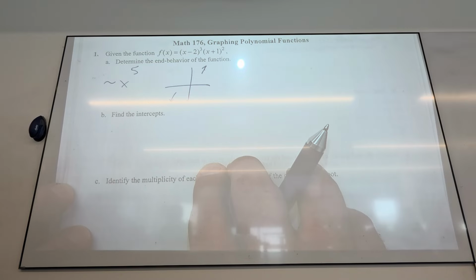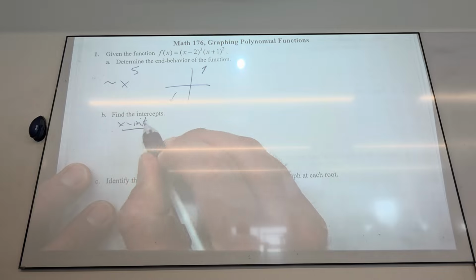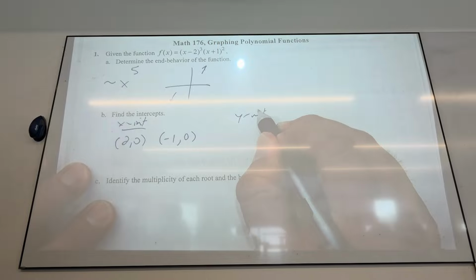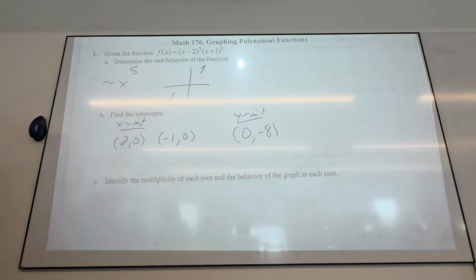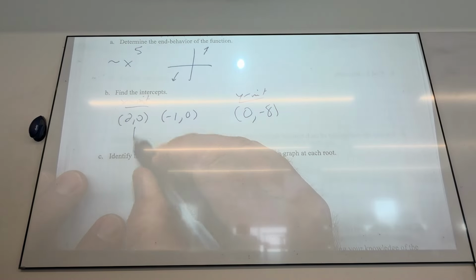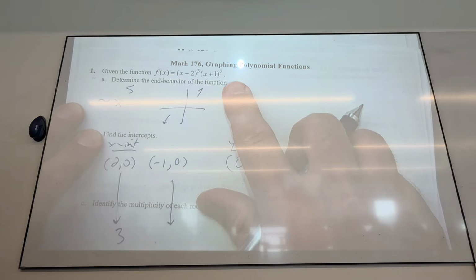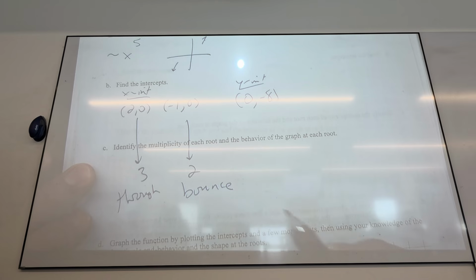So you guys got 0, 0 intercepts. 2, 0, negative 1, 0, and then what's my y-intercept? Negative 8. Okay, how we all doing out there? Multiplicity: this one has a multiplicity of 3, this one has a multiplicity of 2. So this one it's going to go through, and this one is going to bounce.